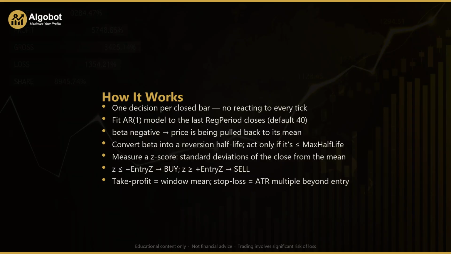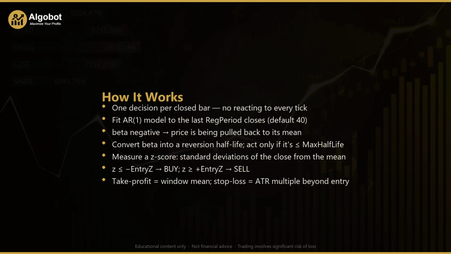Once that regime gate passes, the strategy measures the stretch. It calculates the window mean and standard deviation, then computes a Z-score, how many standard deviations the latest close sits from the mean. This is the fade condition. If the Z-score is at or below -2, price is stretched well below its average, and the EA signals a buy. If the Z-score is at or above +2, price is stretched well above its average, and the EA signals a sell. That threshold is the EntryZ parameter.